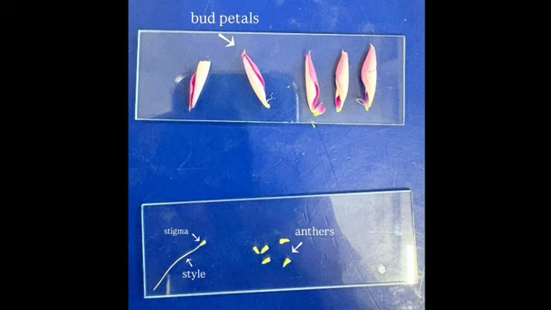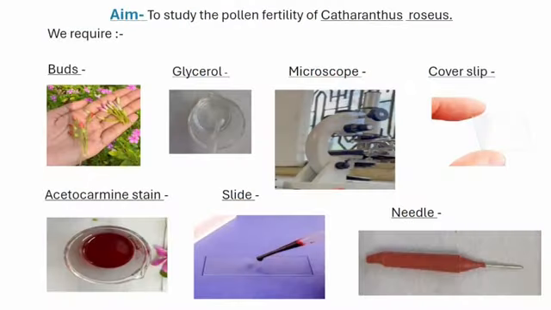Let's begin. To study the pollen fertility of Catharanthus roseus, for this experiment we require the following materials. First, buds: fresh flower buds of Catharanthus roseus. Second, glycerol, which is used to prevent the slide from drying. Third, a microscope, to observe the pollen grains clearly. Fourth, a cover slip, to gently cover the specimen on the slide.